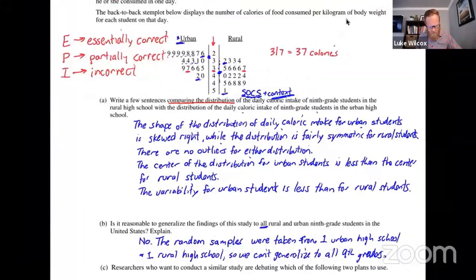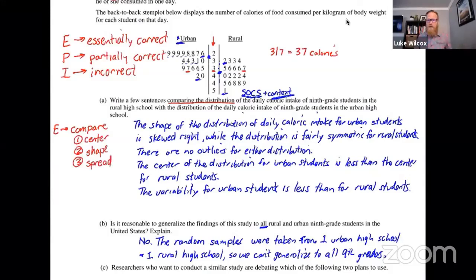And I'm just going to put this out in the margin here. So I'm going to start with what you would need in order to get an E, essentially correct here. According to the rubric, you would have to compare, and there are 3 things that are found on the rubric. They want you to compare the center, the shape, and the spread.